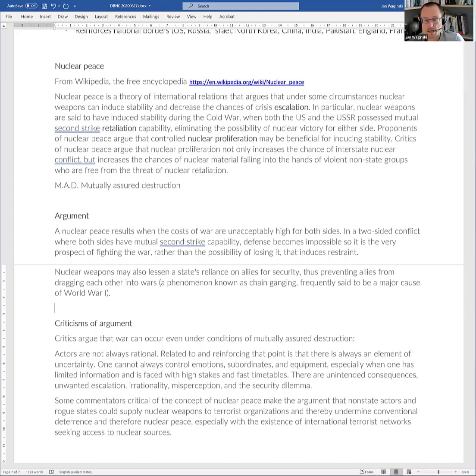Okay. So in your own words, what's that about? So these are arguments in favor of nuclear weapons being good for peace. Restraint. Why does it make countries exercise restraint? This is basically the same thing that we read earlier.